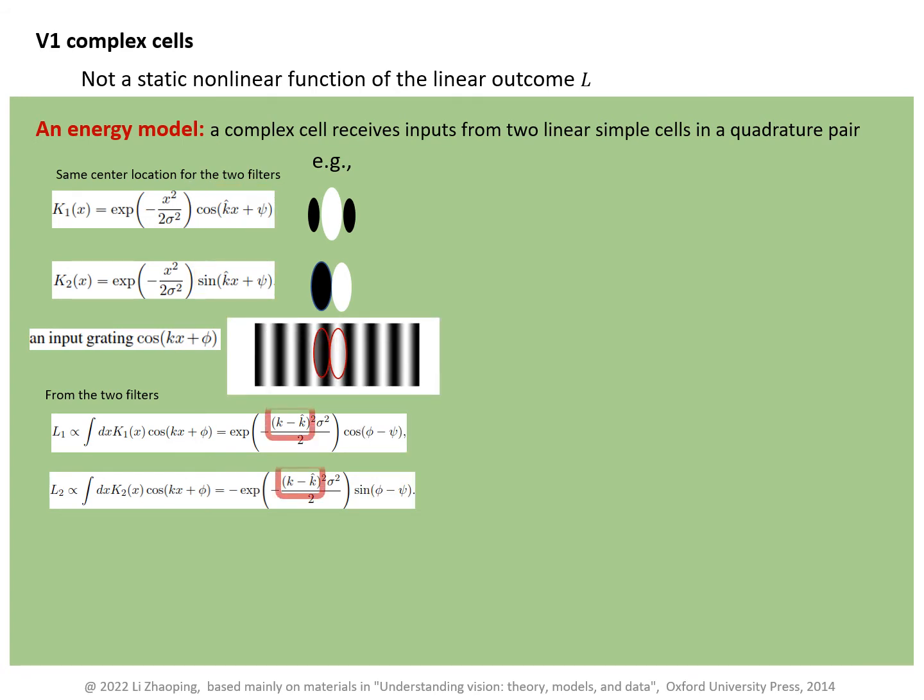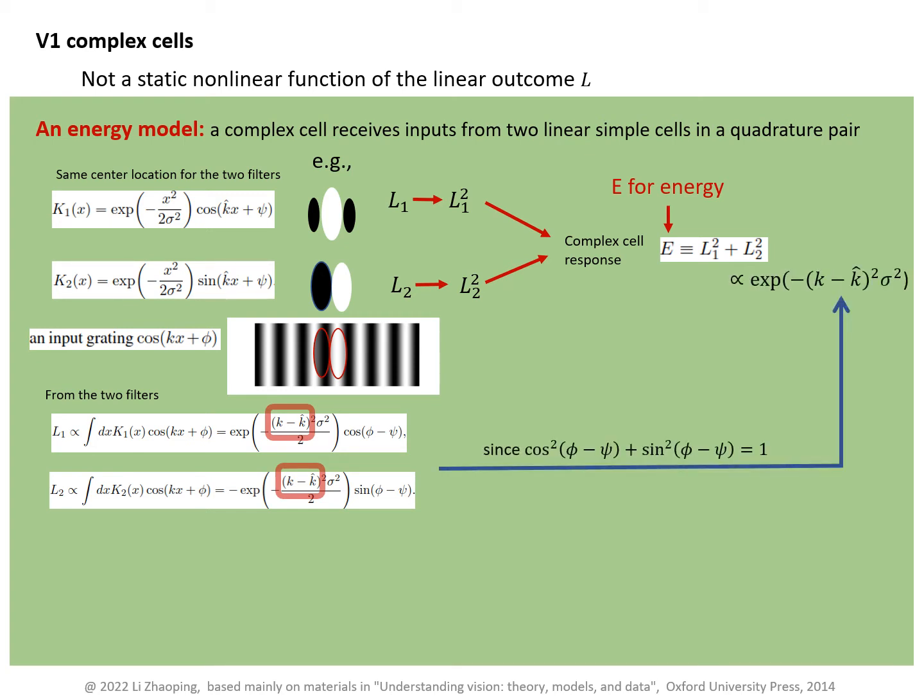Of course, the responses increase with the match between the grating frequency k and the preferred frequency k hat by the Gabor filters. To get the complex cell's response, first these linear responses L1 and L2 are squared before they are added up to give this complex cell's response, as if it is an energy value from these two simple cell components. Then we get this response value to the grating.